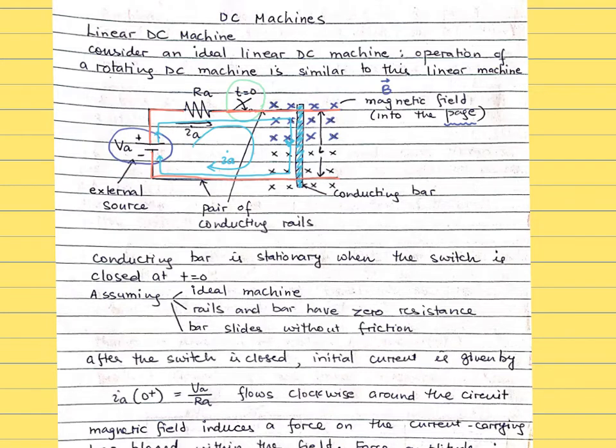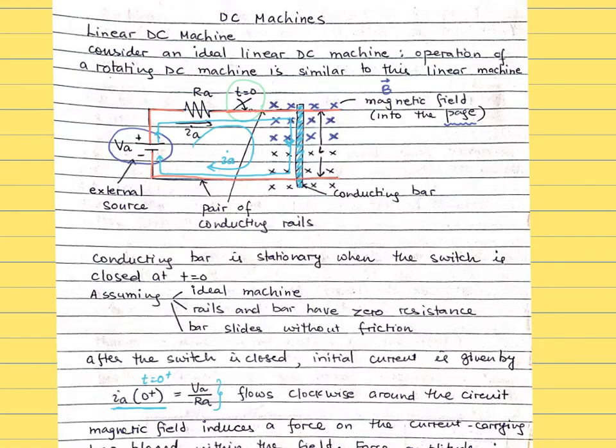Right when we just closed the switch, the current value is given by the total voltage divided by the total resistance in the system, Ohm's law, in clockwise direction. That current IA at time t equals to 0 plus, just the time right after the switch is closed. The total voltage in the system is VA, the total resistance is RA. So using Ohm's law, I is given by VA divided by RA. That is the initial current flowing in this system right after we close the switch.